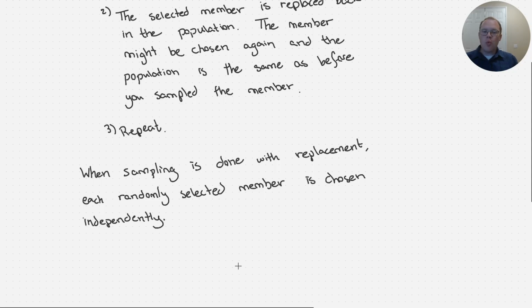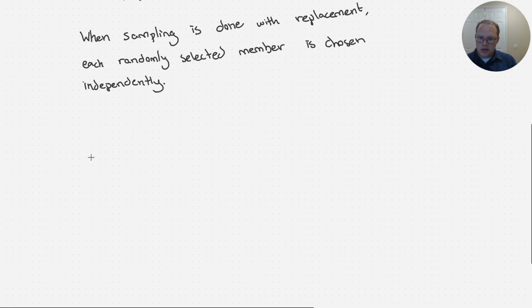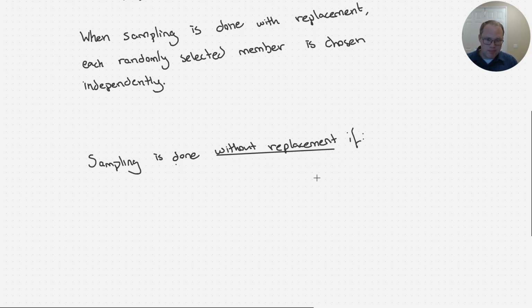Okay. Now, what if sampling is done without replacement? That's kind of the opposite. Sampling is done without replacement if the following happens. So the first step's the same. Okay? One, you randomly select a member of the population.